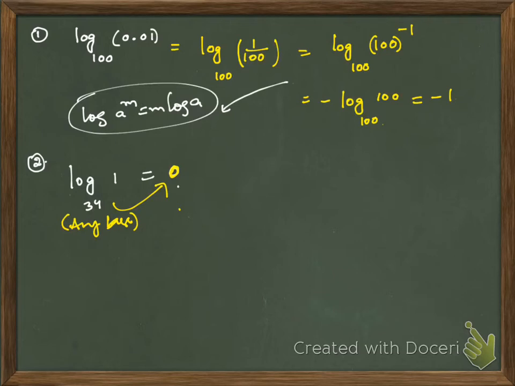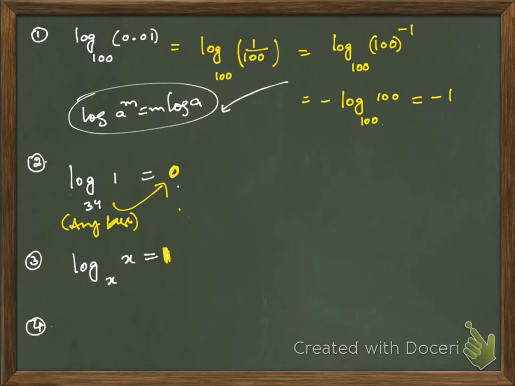Next, the third thing. Let us say you have log x to the base x, your answer is 1. As I told you previously, or as I have written in the formula, if you have the same number, your answer is 1.